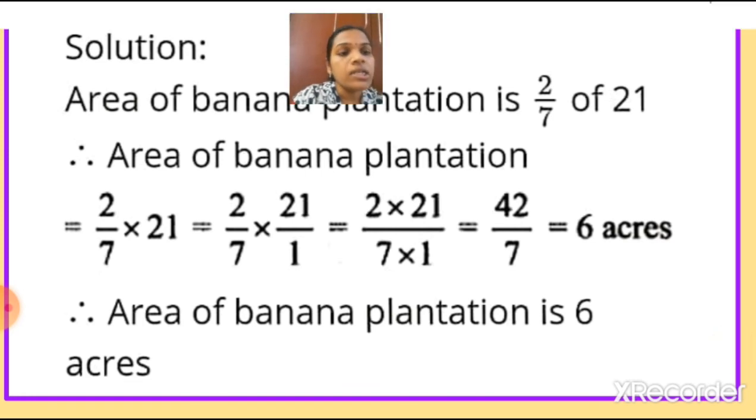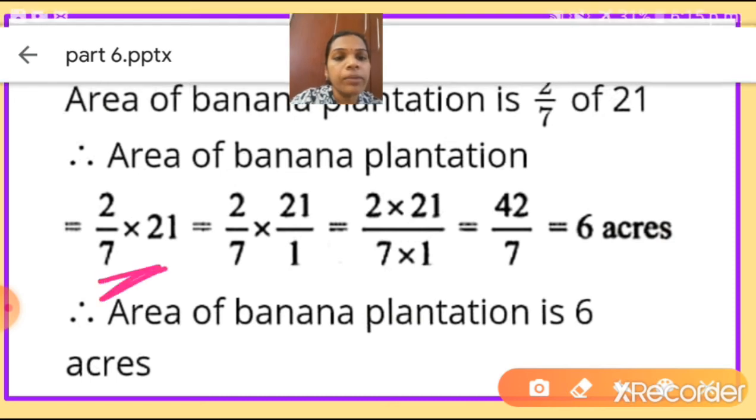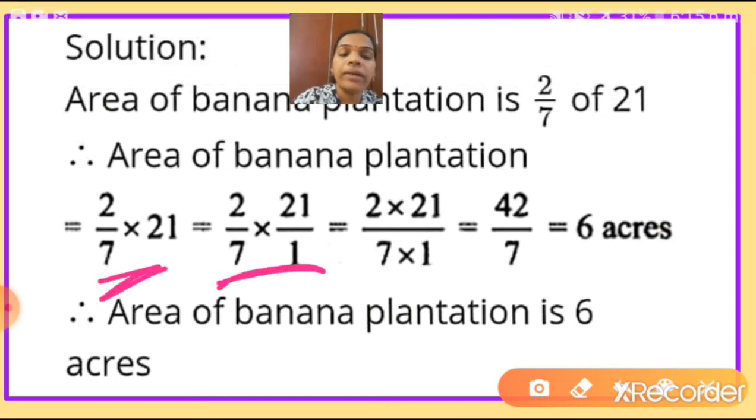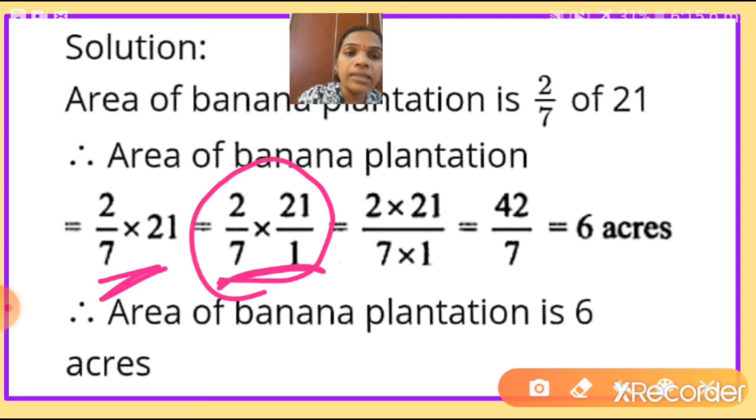Understood, children? So this step I am converting here like this. I am writing here like this: 2 upon 7 into 21 upon 1. So hereafter, here two fractions are there. What you have to do? You have to multiply. Which two you have to multiply? Yes, product of numerators upon product of denominators. Okay, so 2 into 21 upon 7 into 1. So next you have to multiply and write.